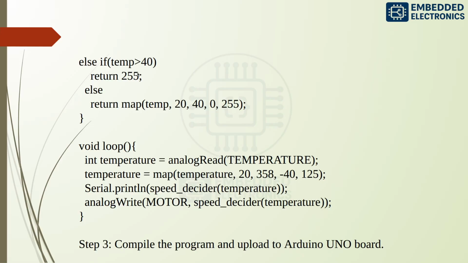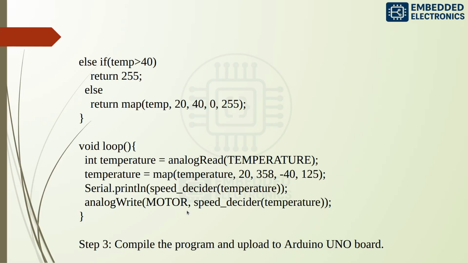When the Arduino starts, it runs. In the loop function, analogRead of temperature reads the analog voltage from the temperature sensor, and the map function converts the raw sensor value into an actual temperature range, minus 40 degrees Celsius to plus 125 degrees Celsius. The speedDecider of temperature calculates the required motor speed based on the temperature, and the Serial.print line displays the calculated PWM value in the serial monitor, for observation.